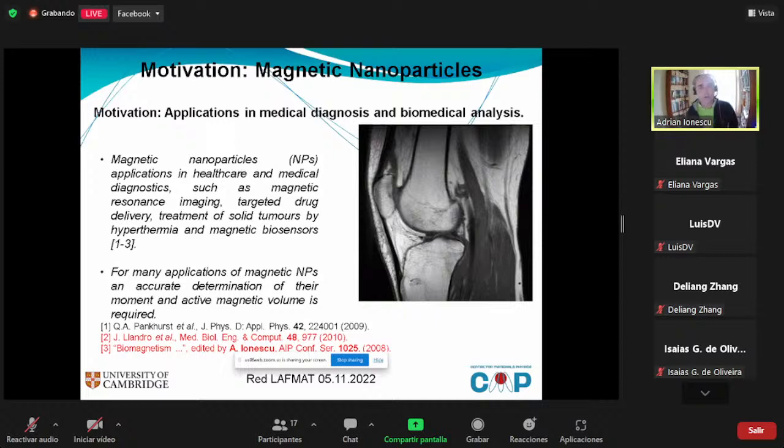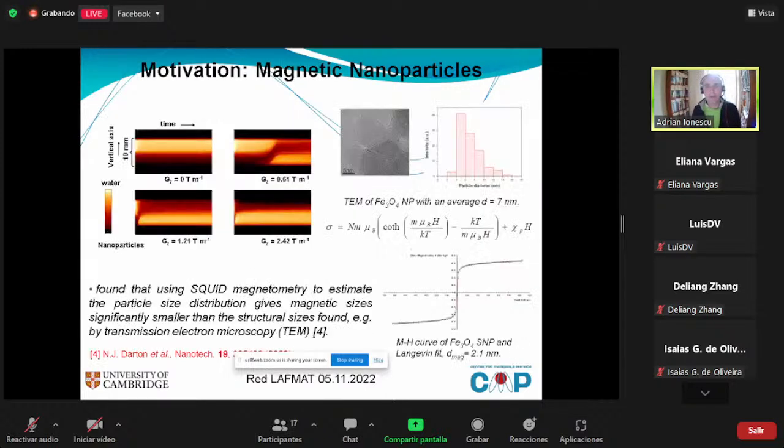And for many of those applications, really, you need to determine the magnetic moment and the active magnetic volume. And so it happens that many years ago, with a colleague from biochemistry, Dr. Darton, we were trying to do targeted drug delivery.